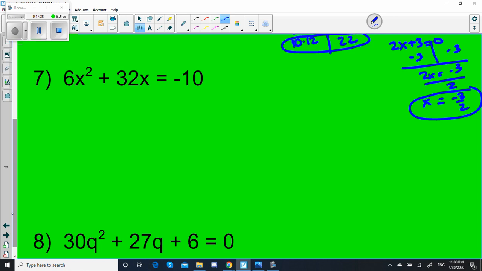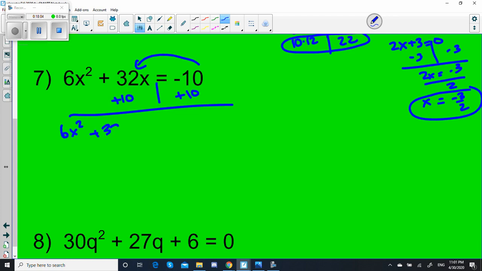Let's try number 7. Notice that the directions didn't change. It still says factor and solve, but we're supposed to be sitting equal to 0, and currently the equation is sitting equal to negative 10. We need to move the negative 10 to the other side where x squared is positive. So I'm going to make a T and move that. If you're in my class, you know how you move a negative 10 or a minus 10 is to do the opposite, which is add 10. So 6x squared plus 32x plus 10 equals 0.